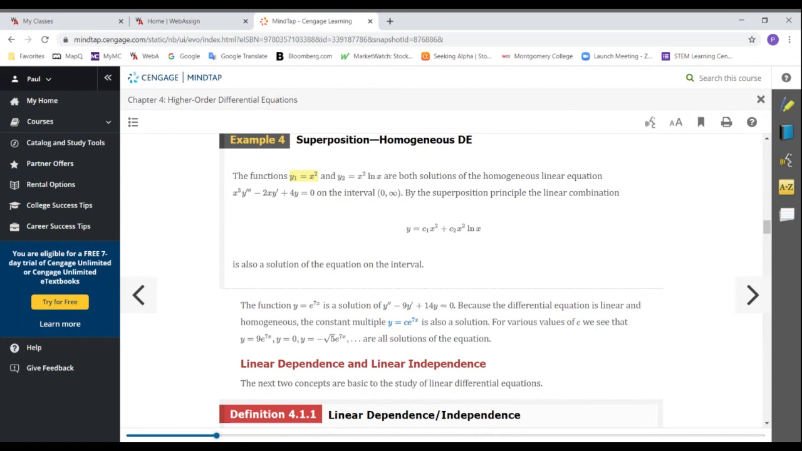So y1 equals x squared in example 4. y1 equals x squared and y2 equals x squared times the log of x. Are they, excellent, are they constant multiples of each other? And Matthew says no.